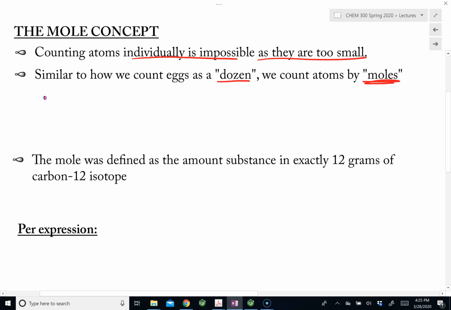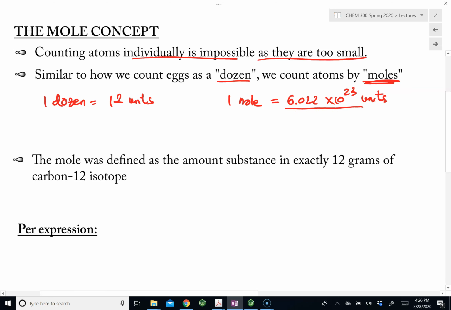And we see that a dozen of anything would equal 12 units. And here in chemistry, when we use the mole, 1 mole of something would equal 6.022 times 10 to the 23rd units. So it is very conceptually similar to a dozen, except its value here is different. In this case, a mole equals a very big value.